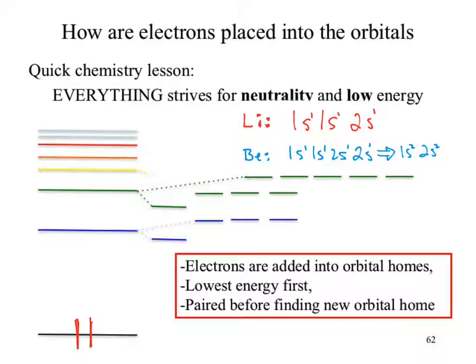The outermost electron for beryllium. Which row is it in? Second row, 2. Which column is it in? 2. That's starting to look like a pattern.